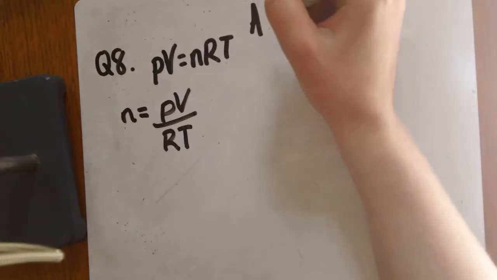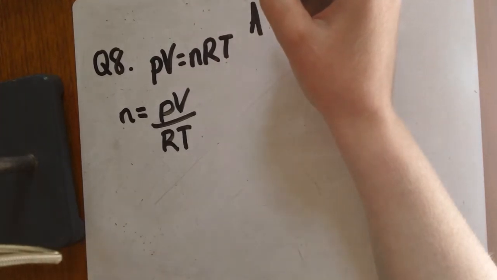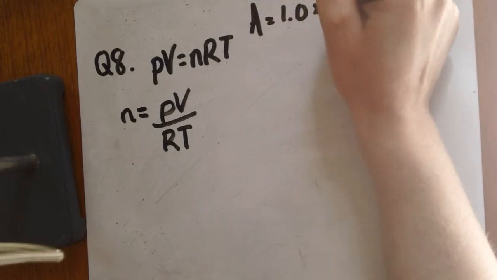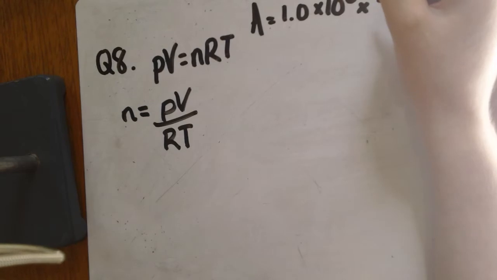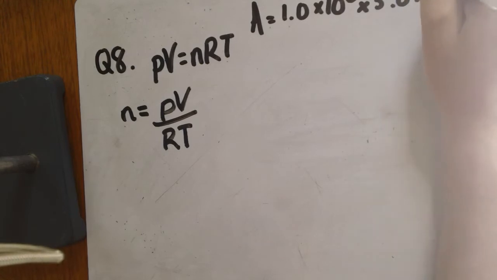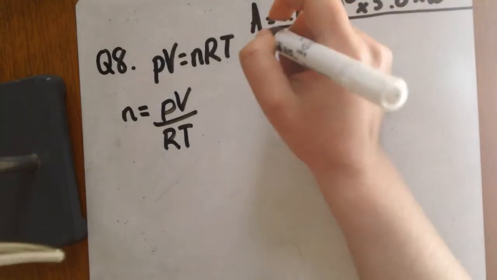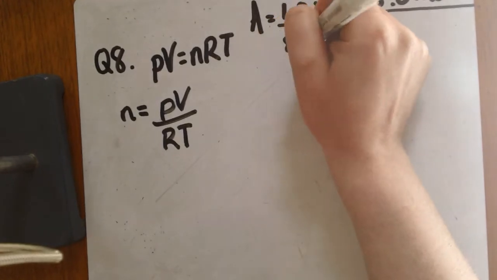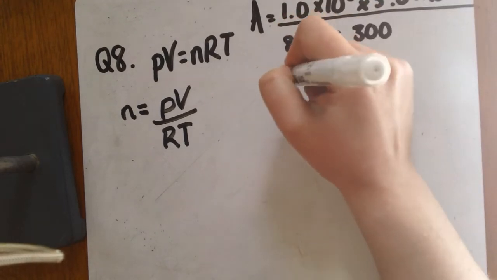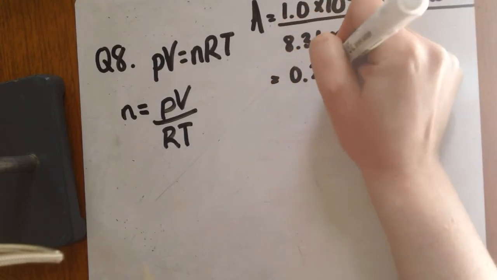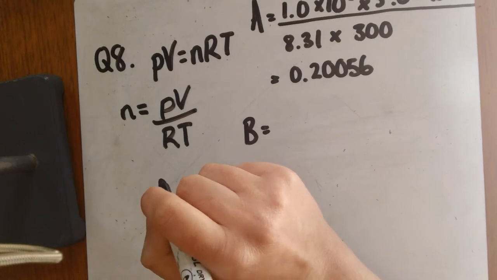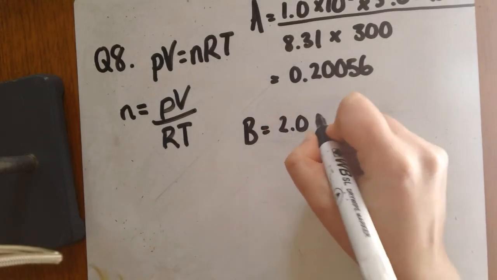So for A, we are given the pressure and it's in Pascal, so we don't need to do any changes for that. And we are timesing that by the volume, which is in meters cubed, so we don't need to do any changes for that either. And then divided by our R value, or our gas constant of 8.31, and times by the temperature, which is in Kelvin already, of 300. And that gives us an answer of 0.20056.